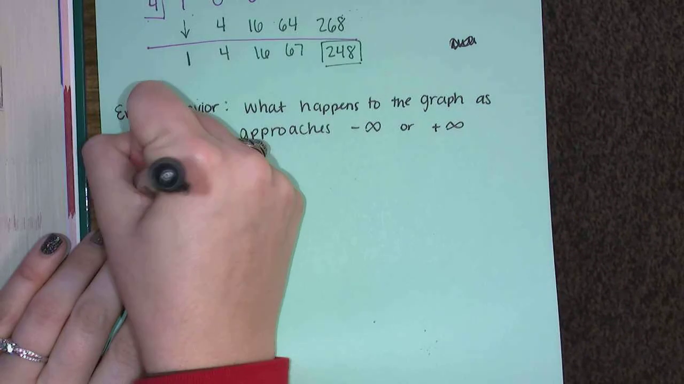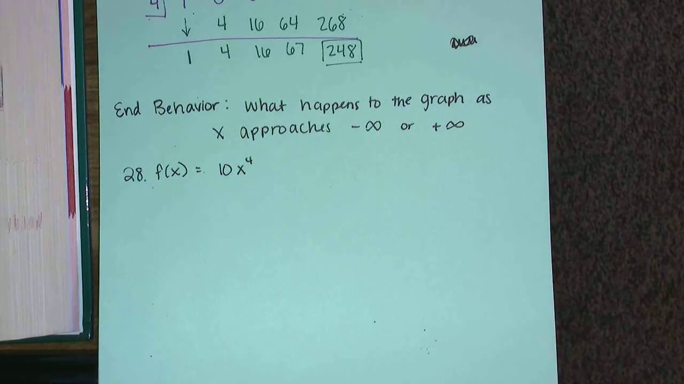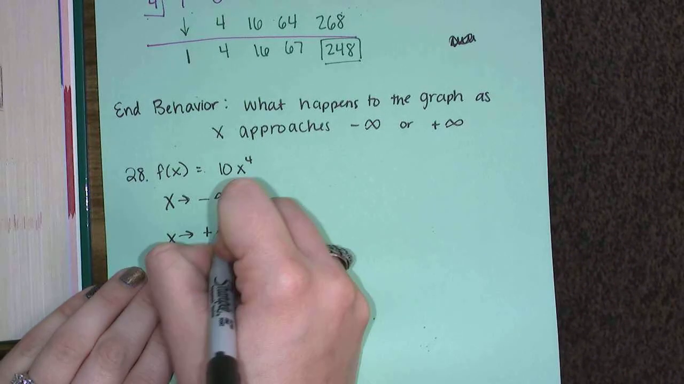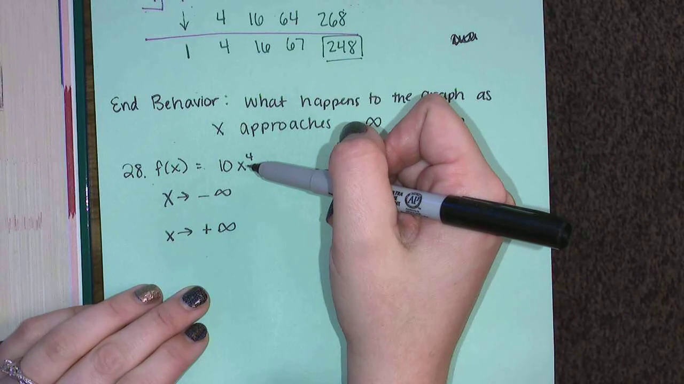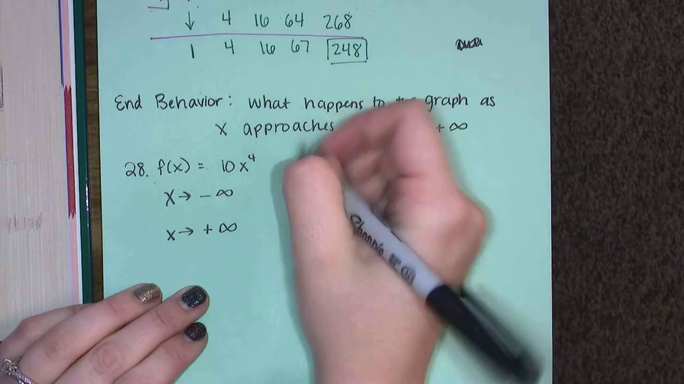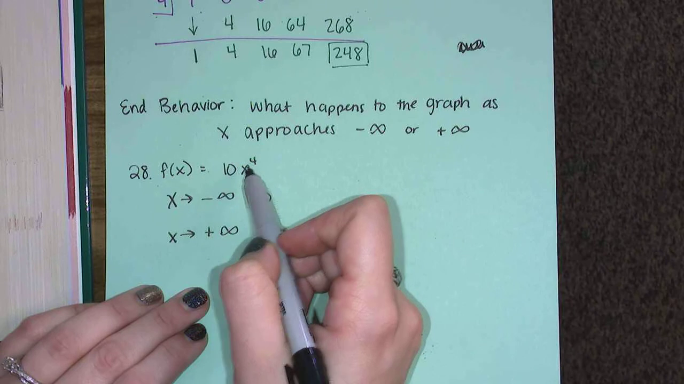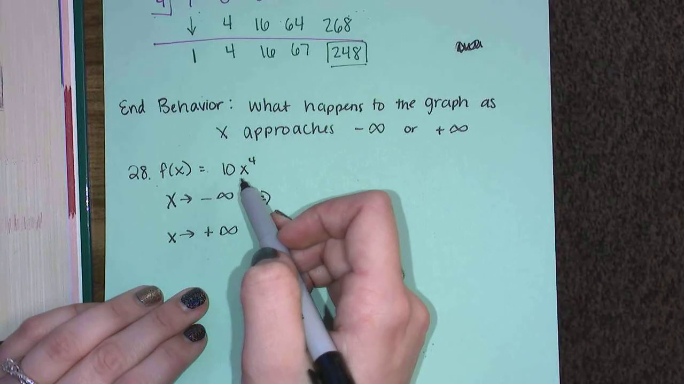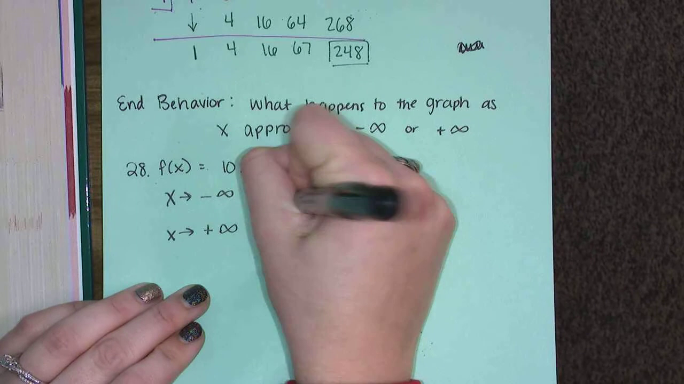So 28, f of x is equal to 10x to the 4th. As x goes to negative infinity and x goes to positive infinity, we want to know what's happening. A lot of times the way I think about this is I plug a really big negative number in here and see what's happening. So if I were to plug something like negative 500 for x, what's happening to it? What about the sign? Positive or negative? It's going to be positive because it's raised to the 4th, and there's not another negative out here, so it's positive infinity.